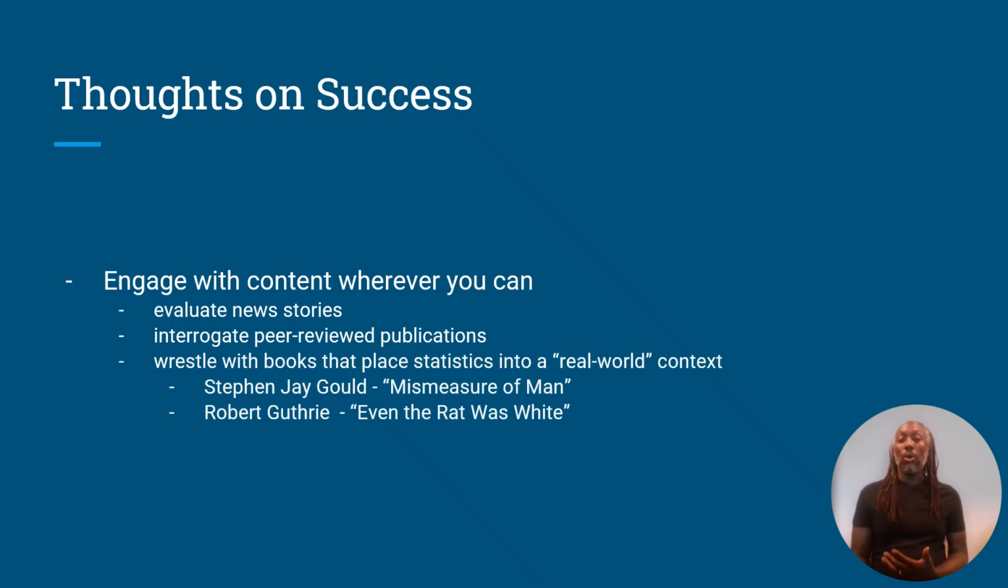Books can also be a really helpful tool for helping you to engage outside of the classroom. Books like Stephen Jay Gould's Mismeasure of Man and Robert Guthrie's Even the Rattler Was White put statistics into a social context and help us to understand the challenges that human bias has on research. In addition, it also helps us to understand the lasting impacts of those decisions.